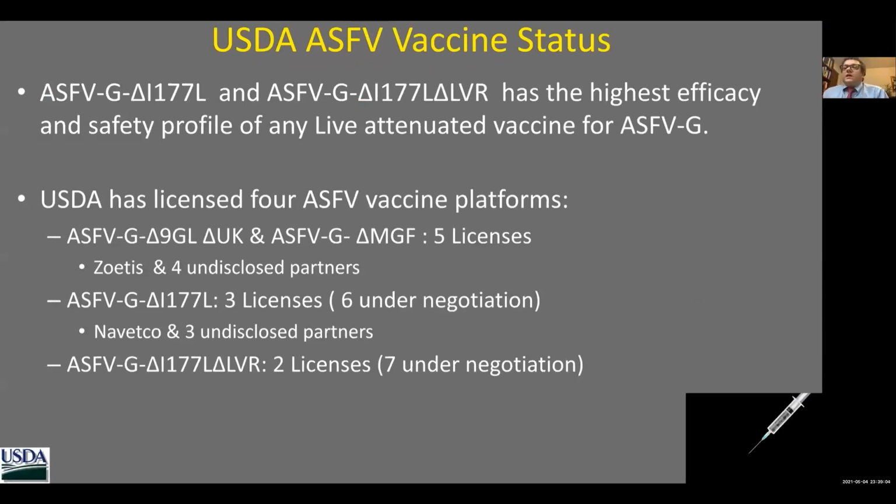So where are we now in our vaccine status? Our Delta I-177L and our Delta LVR have the highest efficacy and safety profile of any live attenuated vaccine for African Swine Fever, Georgia. The USDA has licensed 4 ASF vaccine platforms, like Delta 9GL-UK and our MGF, to 5 licensees: Zoetis and 4 undisclosed partners. Our Delta I-177L has been licensed to 3 licensees with 6 under negotiation, and that's Navetco in Vietnam and 3 undisclosed partners. And our Delta I-177L, Delta LVR has been granted 2 licenses, and there are still 7 under negotiation.